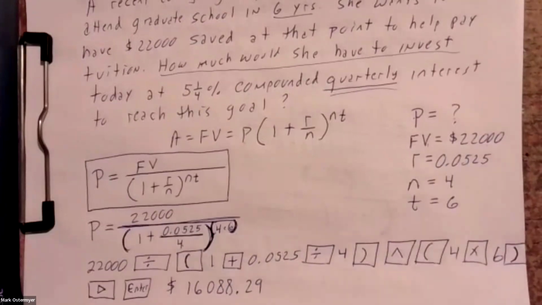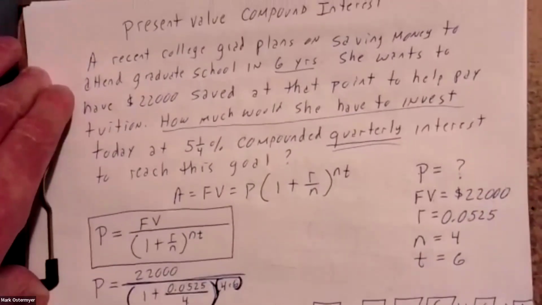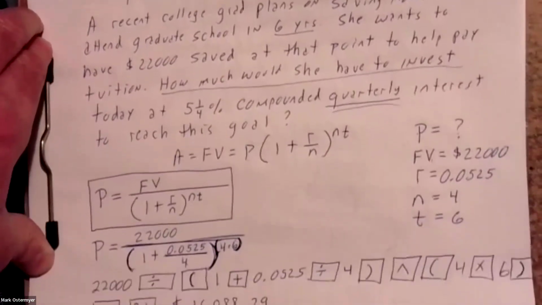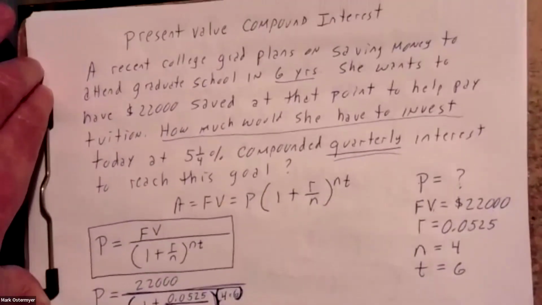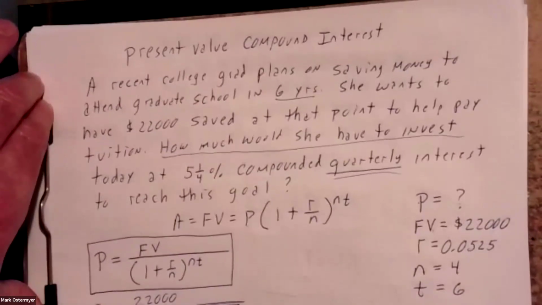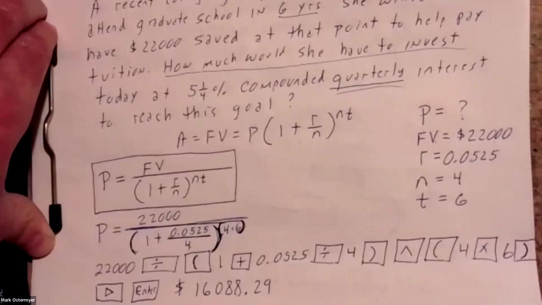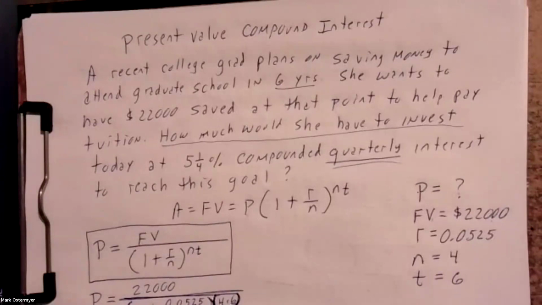This is called a present value compound interest problem. So the formula you're going to have to use will depend upon what the question is. Obviously the challenge is going to be knowing, after reading the problem, what formula to use, and then how to use it, how to type it into the calculator. I'm giving you all these formulas for these different types of problems. All right, ladies and gentlemen, we're done with that problem.